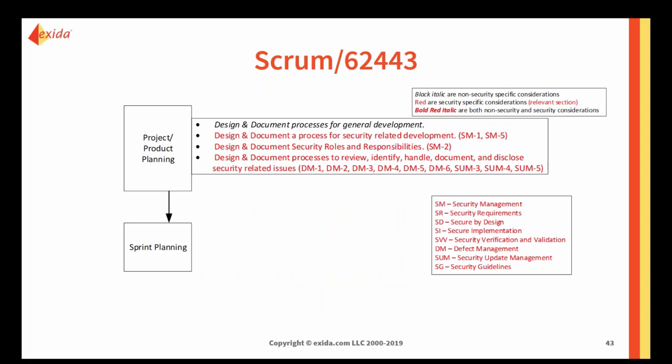We were considering the general development processes that we were going to use, our compilers, our linkers, our scripts, and so forth. How we do the delivery and that kind of thing. 62443 now requires us to add some things that are specifically related to security and that we need to explicitly consider, and that is, what exactly is the process for security-related development?